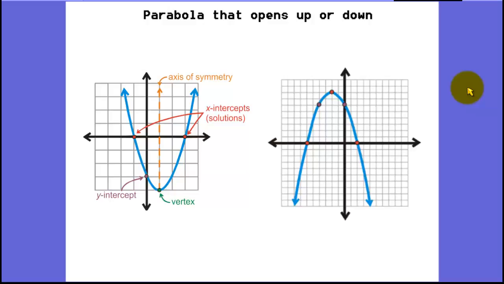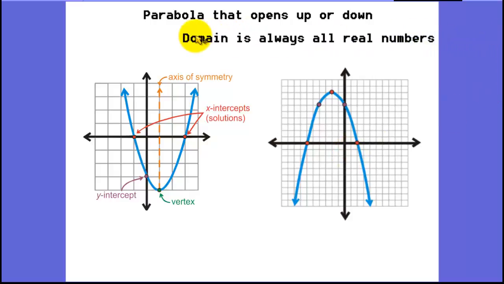Alright, let's try to generalize how to find the domain and range of a parabola that opens up or down. So I have here two parabolas. The first parabola opens upward and the second parabola opens downward. So any parabola that opens up or down, the domain is always all real numbers.